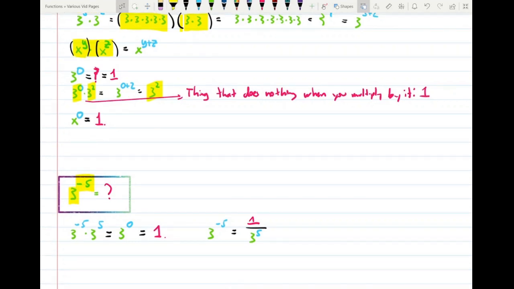Now this logic works for any base and any negative whole number exponent. So in general, x to the minus y, where y is some whole number, is equal to 1 over x to the positive y.